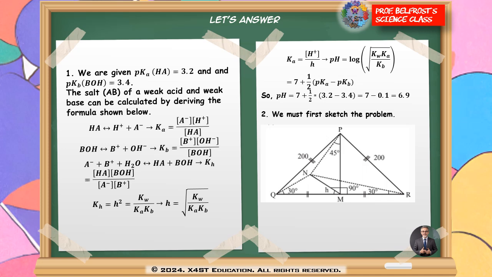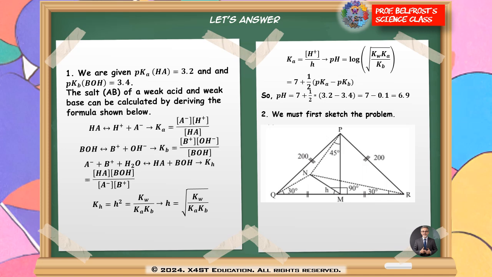So we have 7 plus half times 3.2 minus 3.4. So we have 7 plus half times minus 0.2, which is minus 0.1. So 7 minus 0.1. At the end, the salt pH is 6.9, which is neutral, but a little acidic. Okay, that's it for number one.